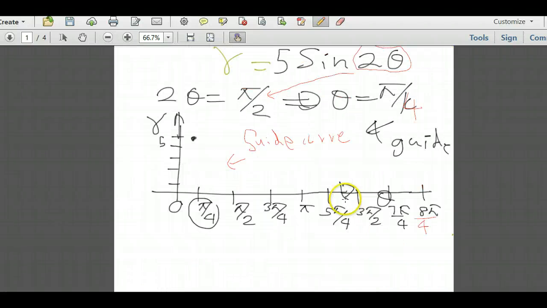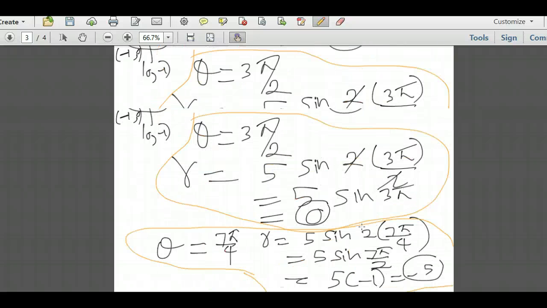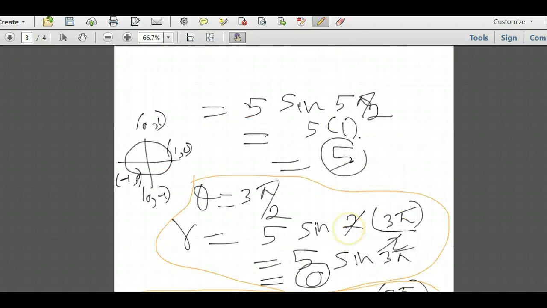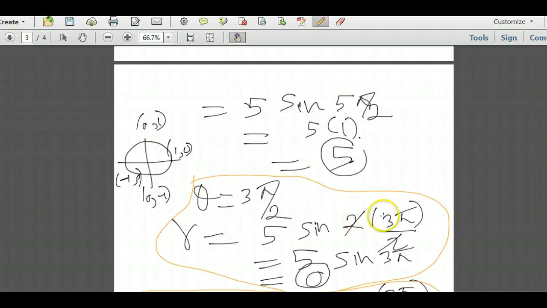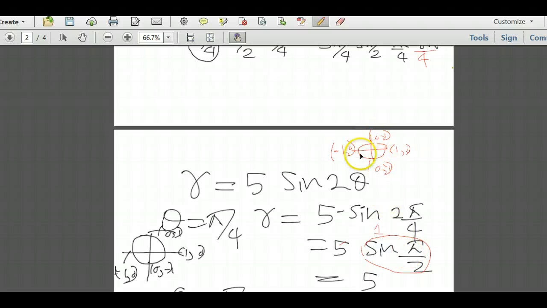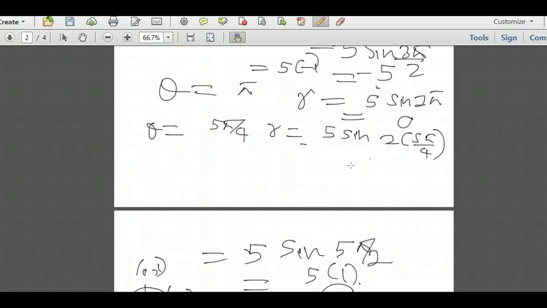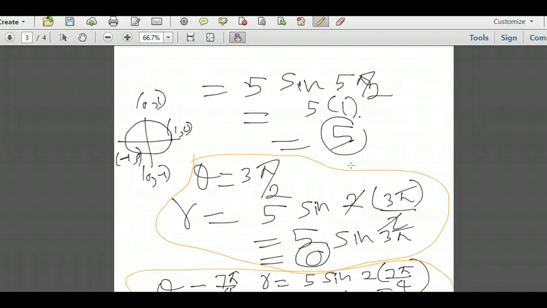Next will be what? 3 pi over 2. So you put 3 pi over 2, you get, okay, 2 times 3 pi over 2, the 2 cancels off, you get sine 3 pi. What is sine 3 pi? Pi, 2 pi, 3 pi. We are back again here, and the y coordinate is 0. So sine 3 pi is 0. So you get 0 there, right?